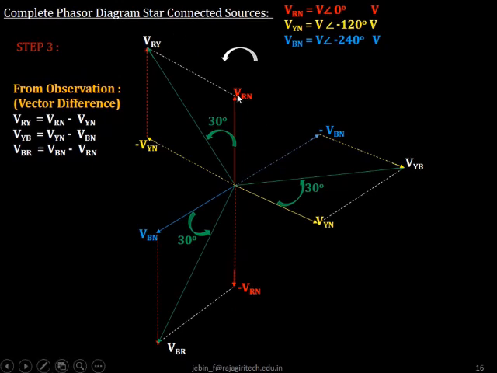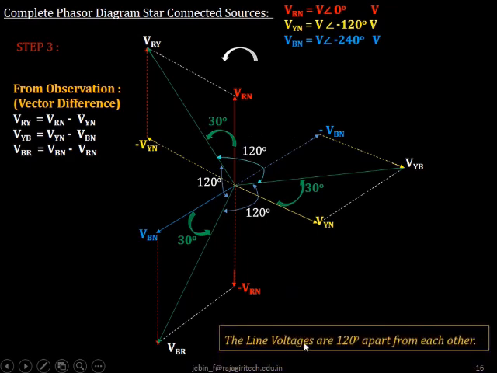Now in step 1 we have represented the phase voltages of a balanced star connected system. In step 2 we have represented the line voltages of a balanced star connected system. Now in step 3 we are going to measure the angular displacement of the line voltages. If I measure the angular displacement, I can say that the line voltages in a balanced 3-phase star connected system are equally displaced by 120 degrees. The line voltages are 120 degrees apart from each other.